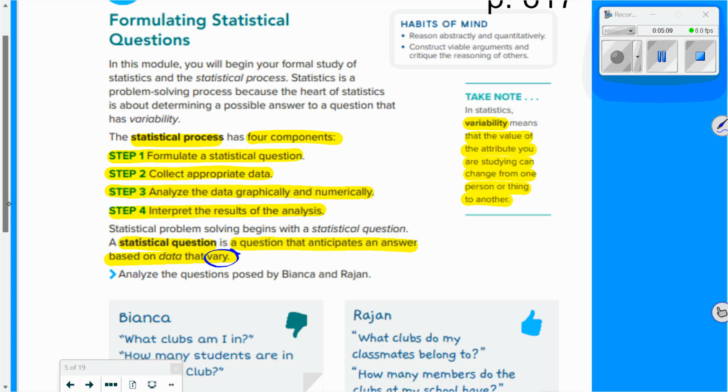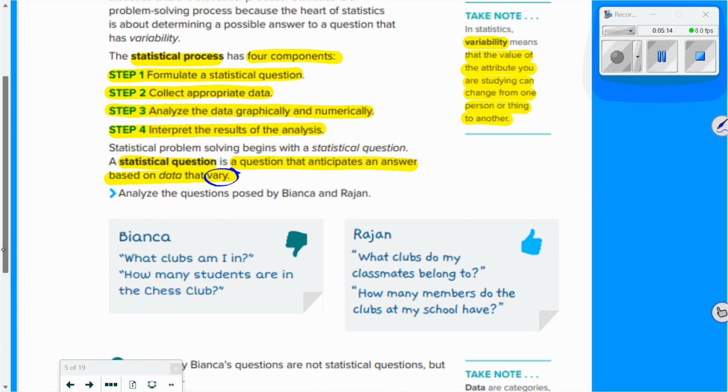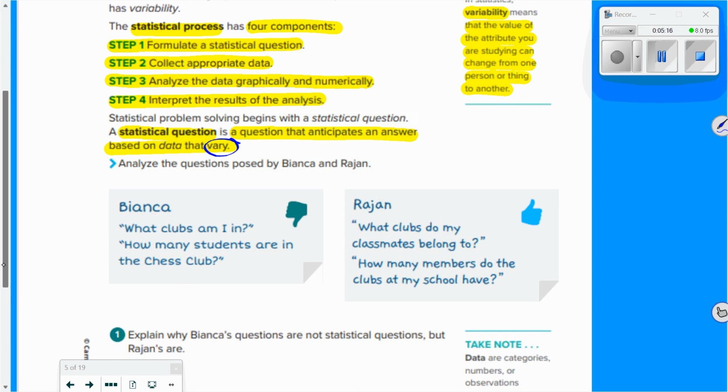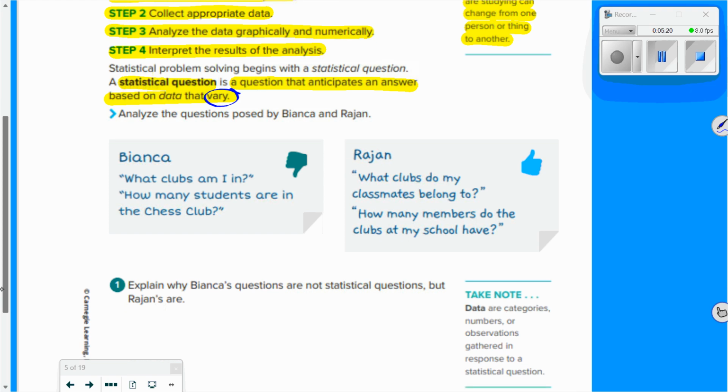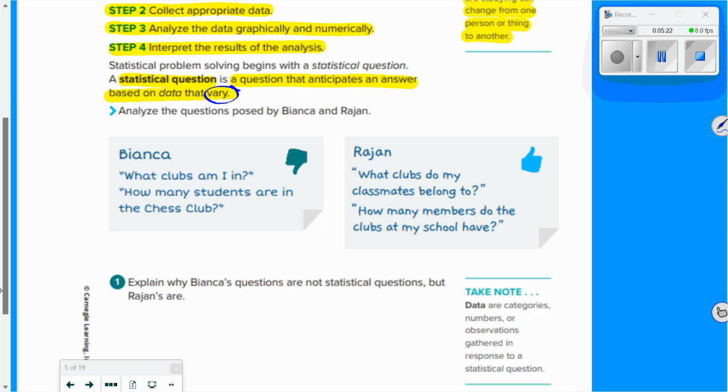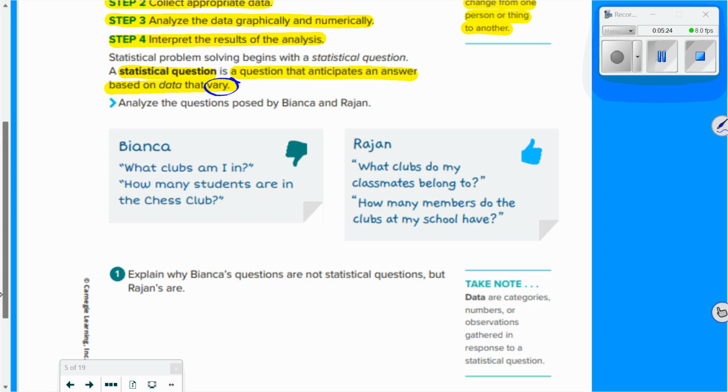Yes? Wouldn't the average be one answer? But the data itself is going to change. If I said, what is the height of a sixth grader, that would be an even better statistical question. But your average is going to be based on your population, which we'll talk about. Those are some more terms we'll talk about in a little bit.